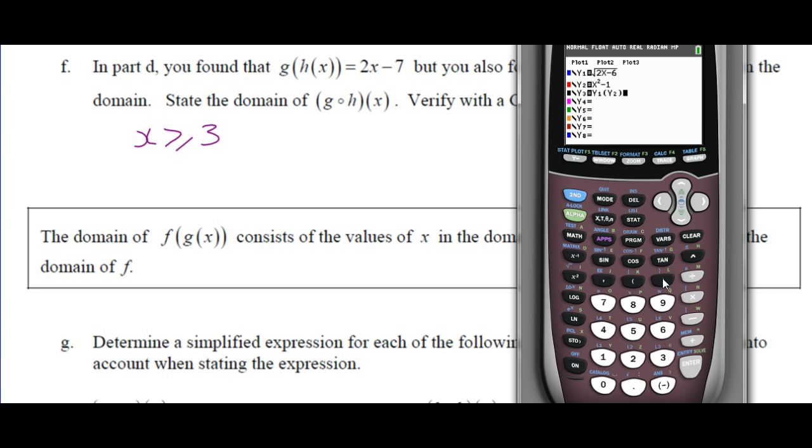Now to see that, we don't want to see y1 and y2, so we turn those off. And how you turn them off? You just go to the equal sign and you press enter. And you'll see that the equal sign isn't highlighted. So an unhighlighted equal sign means it won't graph that. So all we're going to see is y3, which is y1 at y2. Okay. We wait for it.